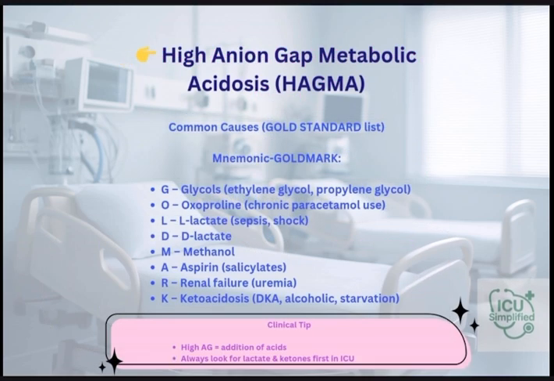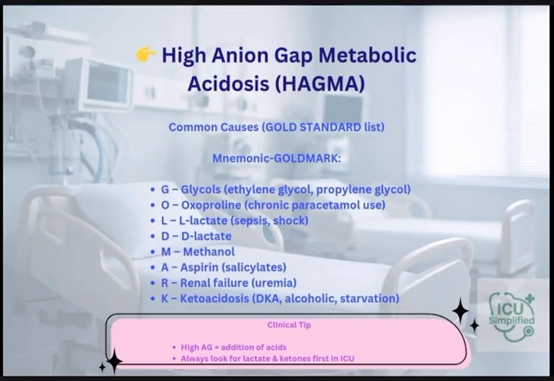Now let's look at high anion gap metabolic acidosis, often abbreviated as HAGMA. The most accepted and exam-friendly way to remember the causes is the GOLDMARK mnemonic. G stands for glycols, such as ethylene glycol and propylene glycol. O refers to oxoproline, seen with chronic paracetamol use. L represents L-lactate, commonly due to sepsis or shock. D stands for D-lactate. M, methanol. A, aspirin or salicylate toxicity. R, renal failure leading to uremia, and K stands for ketoacidosis, including diabetic, alcoholic, and starvation ketoacidosis.